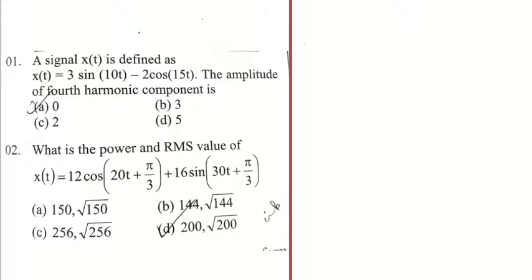component. So, whenever this kind of questions are asked, we should first find out the fundamental frequency and then we will write these frequencies in terms of the fundamental frequency and we will find out what is the fourth harmonic component. Okay, for that I am just going to write the equation like this. The function 3 sin 10t minus 2 cos 15t. Right. So, omega 1 is this, that is 10, and omega 2 is 15.